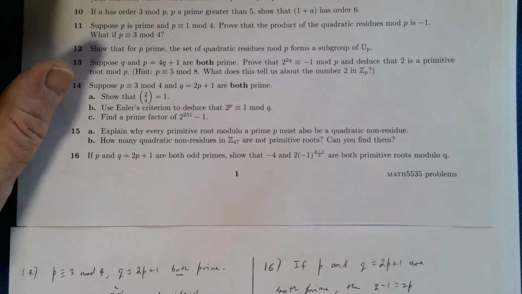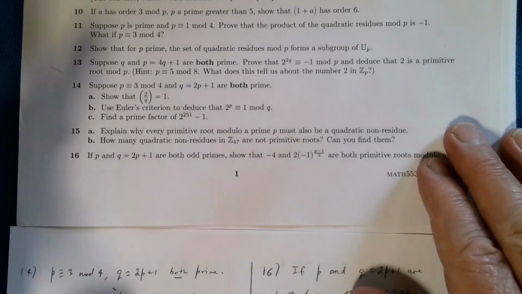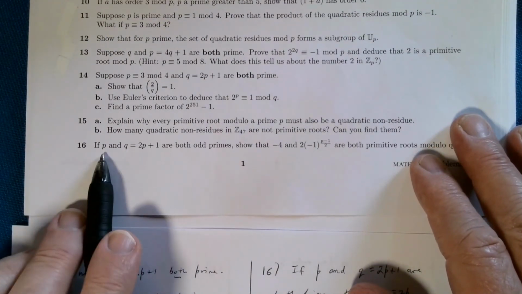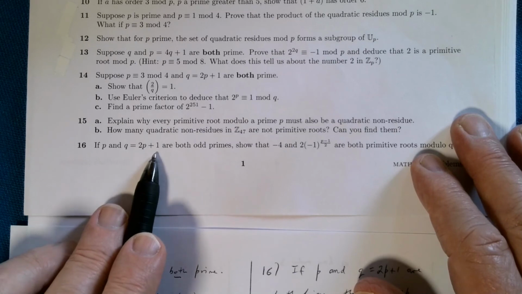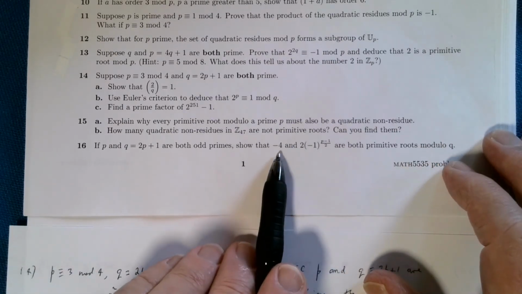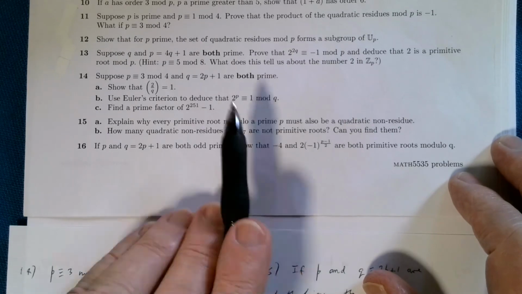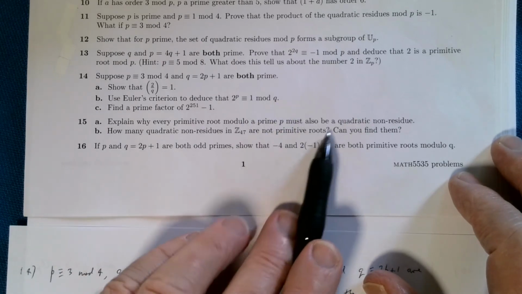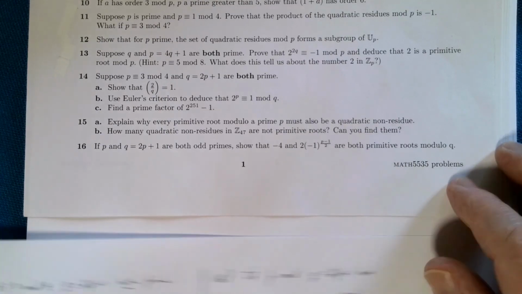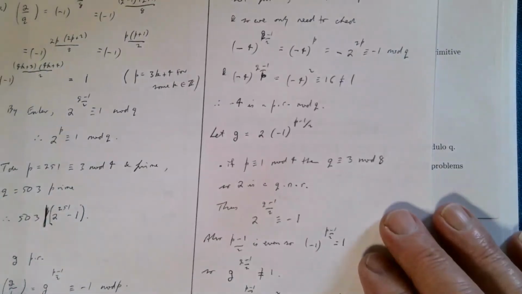Last one for this section, similar to the ideas above: if p and 2p plus 1 are both odd primes, we want to show that minus 4 is a primitive root, and 2 times minus 1 to the (p minus 1) over 2 is a primitive root. And the worked solution to that is here.